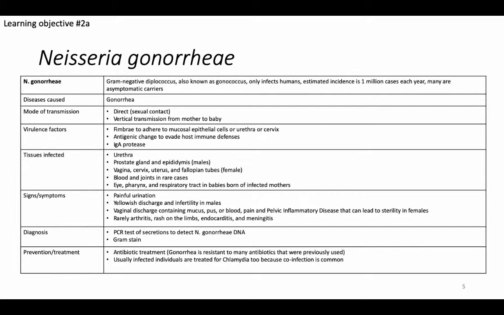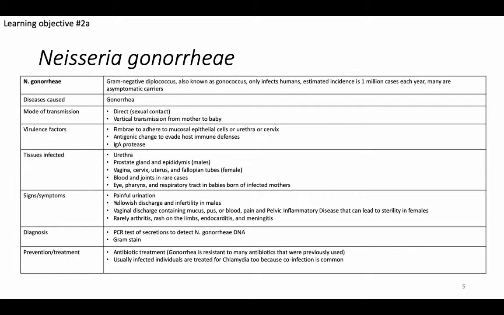So signs and symptoms of gonorrhea are painful urination, yellowish discharge, and potential infertility in males; vaginal discharge containing mucus, pus, or blood, and pain in females, including pelvic inflammatory disease, which can lead to sterility in females; and very rarely arthritis, rash on the limbs, endocarditis, which is an infection of membranes surrounding the heart, and meningitis. Although in many cases, the infection by gonorrhea is asymptomatic, so people are carrying the bacteria without knowing it unless they've been tested.